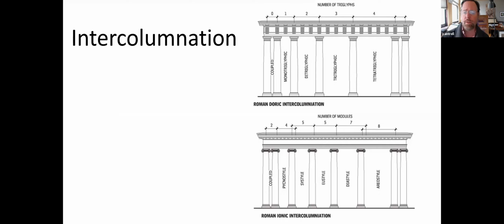We're going to start with what's called intercolumnation. It means the spacing in between the columns. If you look at a Roman Doric, you can see that the spacing of the columns is really based on how many triglyphs there are in between the columns. Monotriglyph is really one triglyph. The spacing gets larger. There's two, then of course there's three, four.